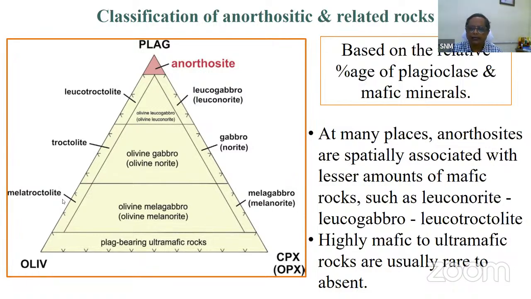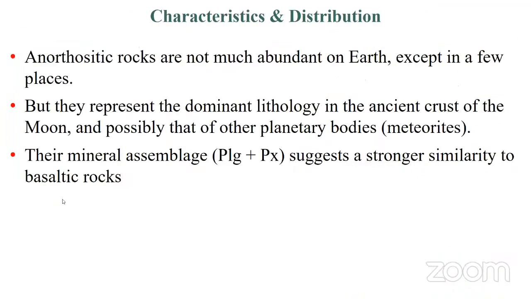So the anorthosites are normally associated with rocks like leuconorite, leucogabbro, leucotroctolite, and the ultramafic component is usually rare. It may be present in some complexes as a very minor component, or may be absent.